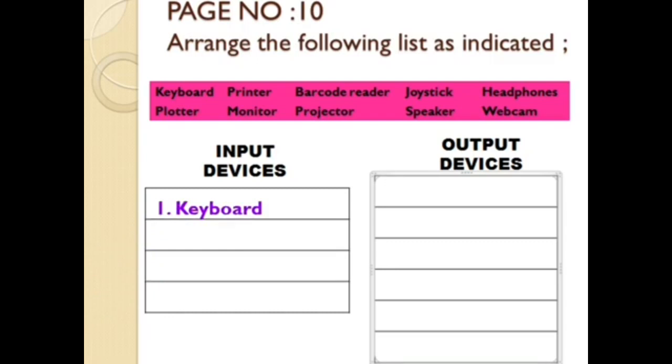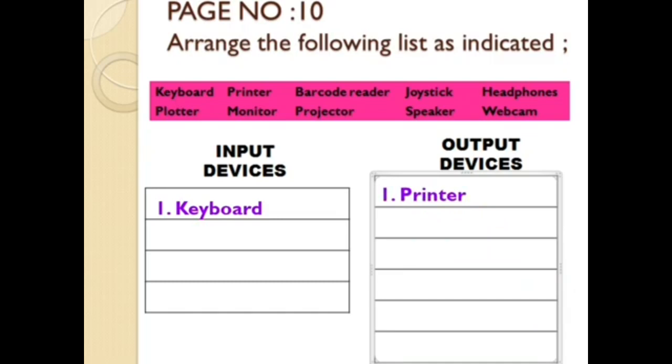Okay, because we have to give the information. For example, when we have to type A, we have to give the instruction. So it is an input device. The next one is printer. Yes, printer will give the printout. So it is an output device.